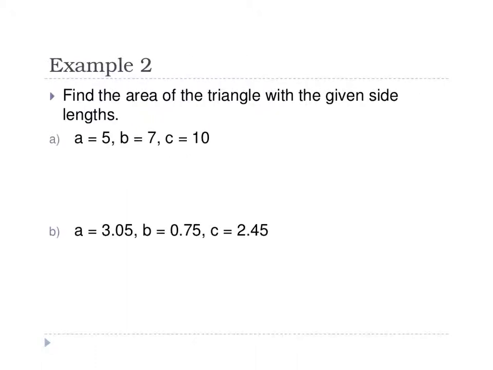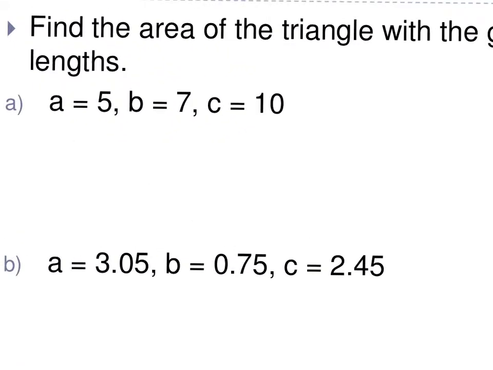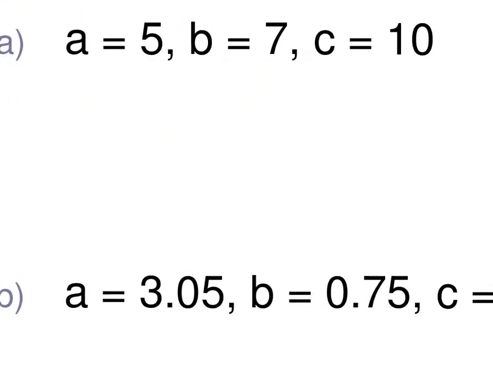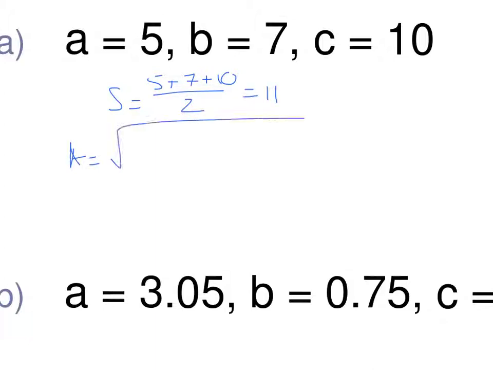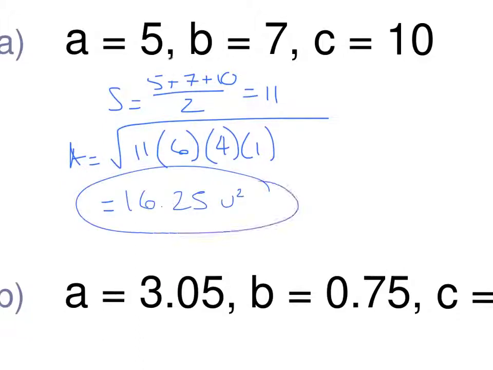All right, so let's take a look at this example. It says find the area of the triangle with the given side lengths. So let's take a look at the first one. The first thing I want to do again is find S. S equals, add the sides, so 5 plus 7 plus 10, divided by 2, that's 11. And then area is equal to the square root of S, S minus A, S minus B, S minus C. Put that in your calculator, that's the area. 16.25 units squared. Because we're talking about area, my units weren't specified, so let's put units squared.